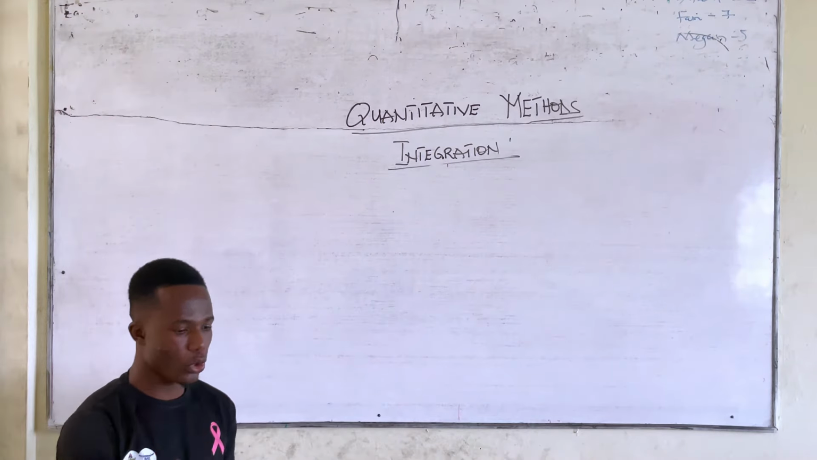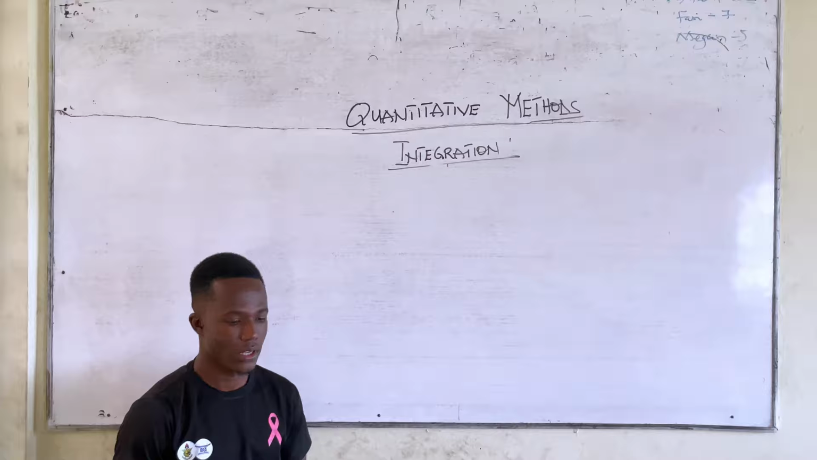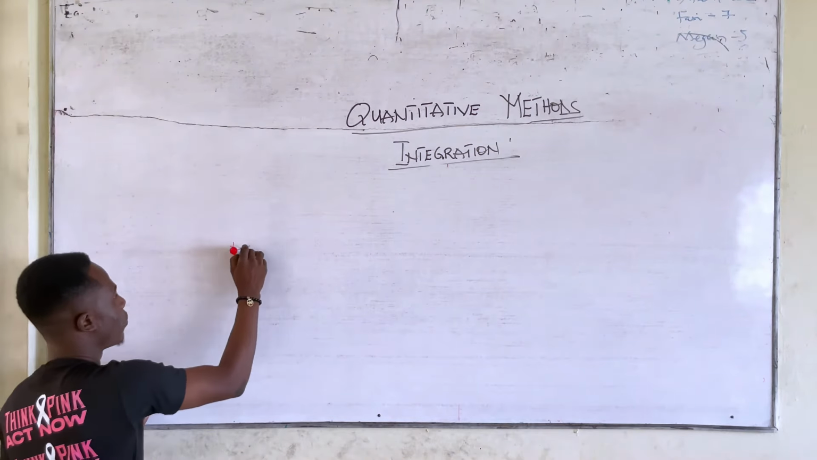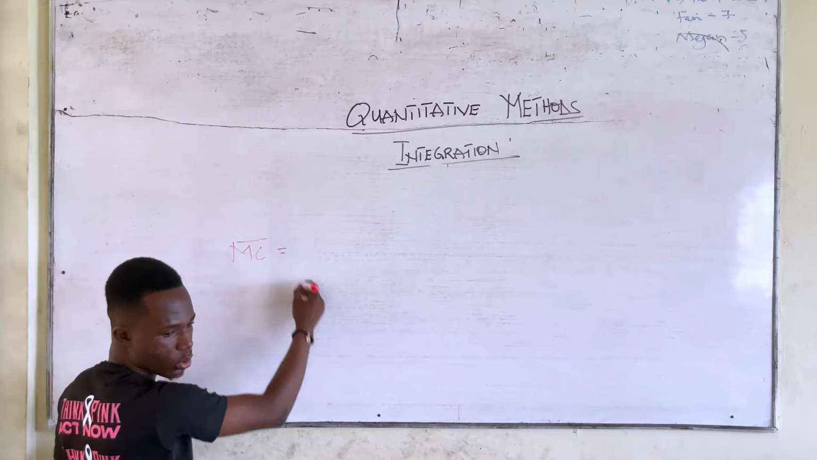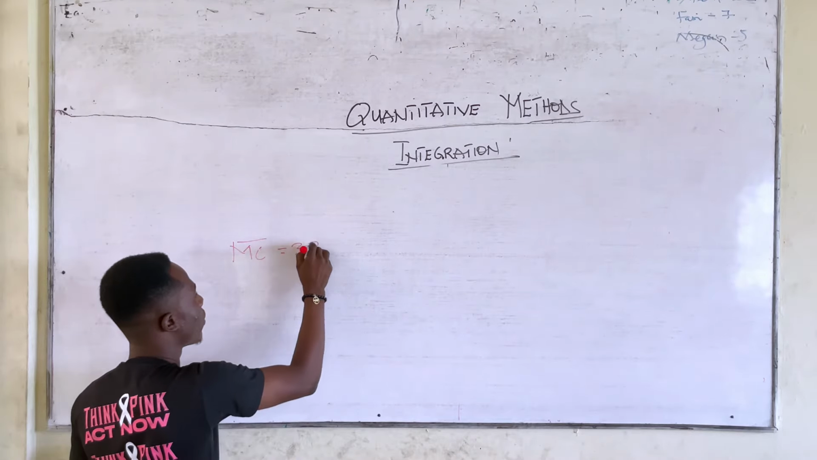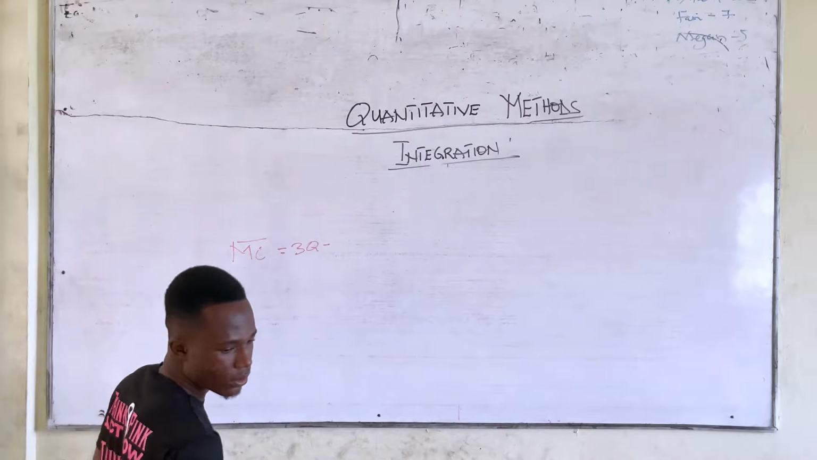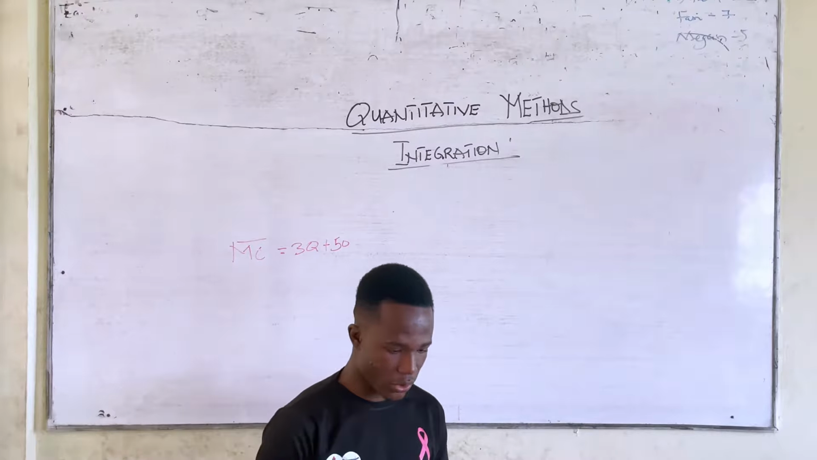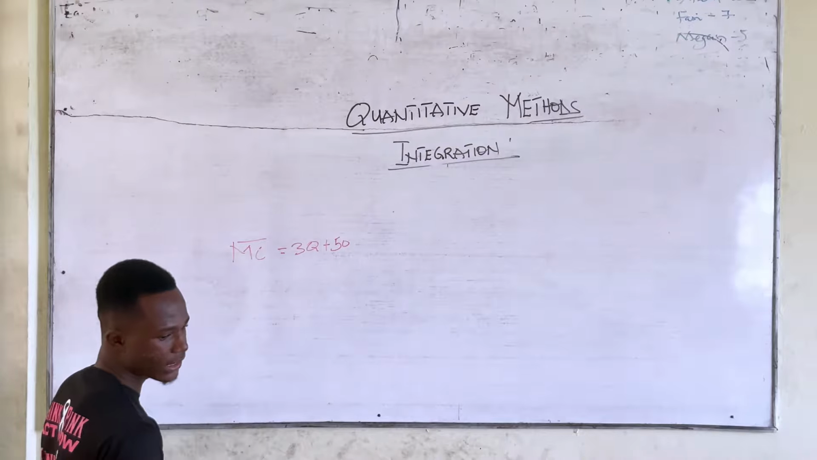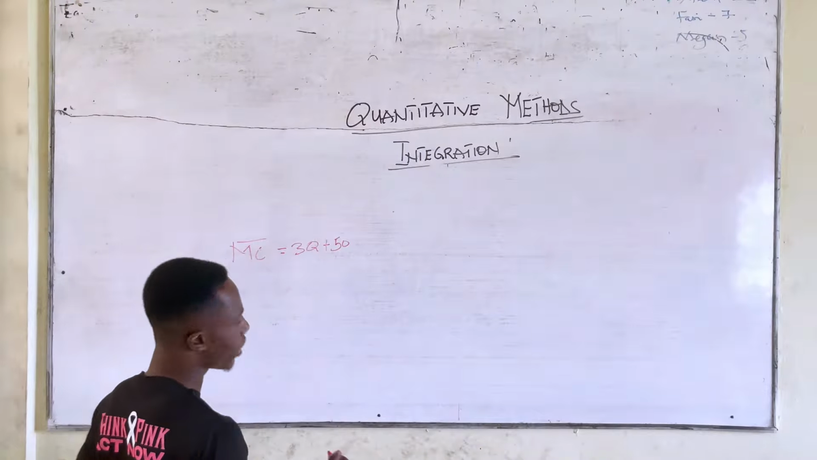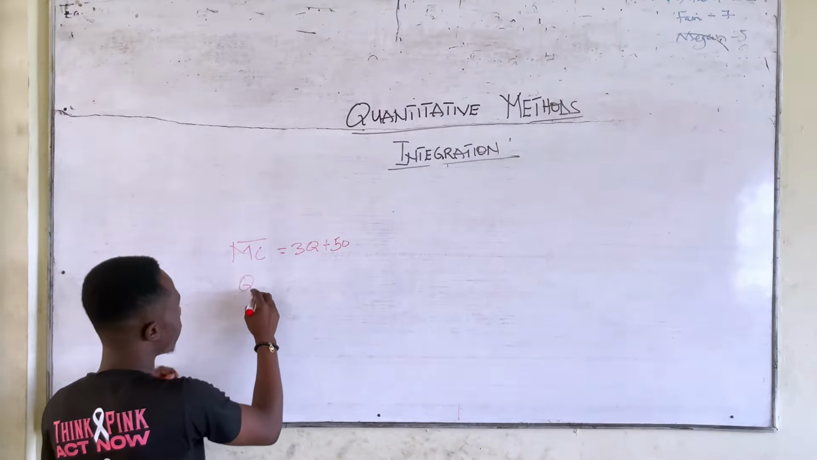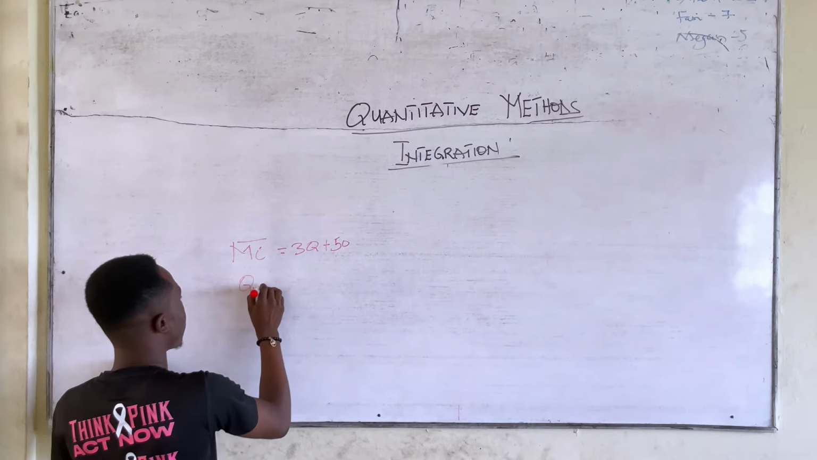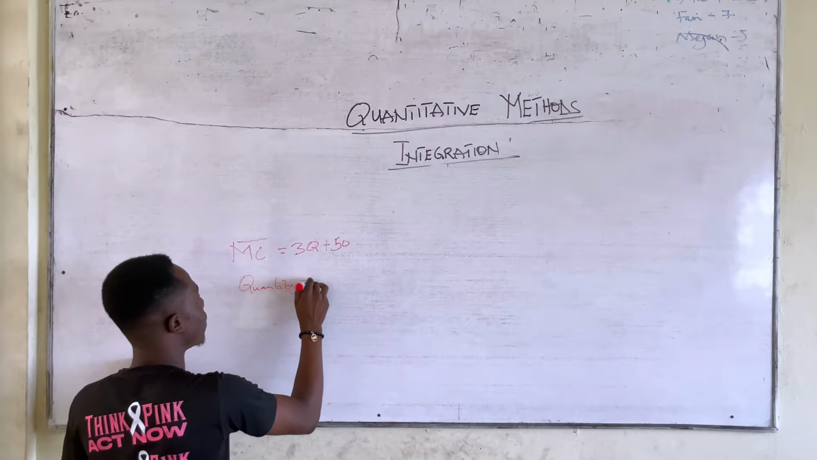It says, suppose the marginal cost function for a month for a certain product is, so the marginal cost MC equals 3Q plus 50, where Q is the number of units and the cost is in cedis. So Q is the number of units. So the Q you see in the function is the quantity. So the quantity is equal to the Q.